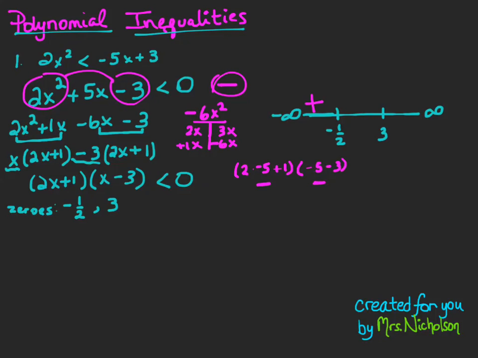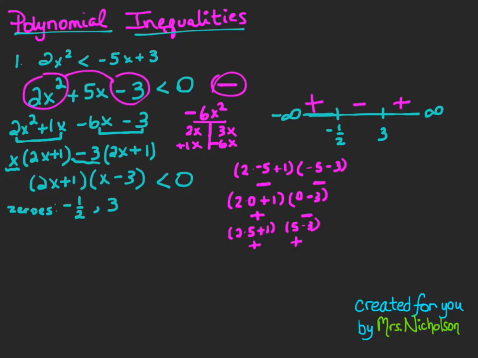Now let's look at our next interval. Between negative 1/2 and 3, I could choose 0. I substitute 0 into my factors. 2 times 0 plus 1 comes out to be a positive answer, and 0 minus 3 comes out to be a negative answer. A positive times a negative gives a negative. In my final interval from 3 to infinity, I'm going to pick the number 5. 2 times 5 plus 1 turns out to be positive, and 5 minus 3 is also positive. A positive times a positive is a positive, so that interval is positive.